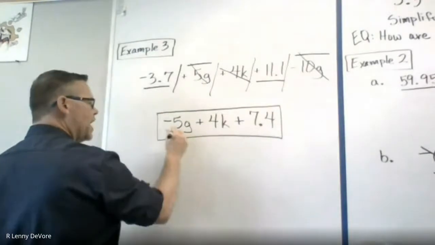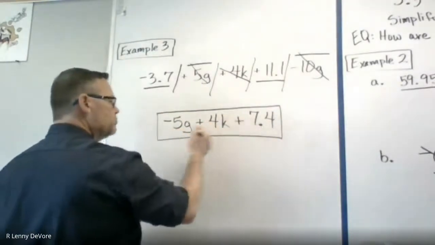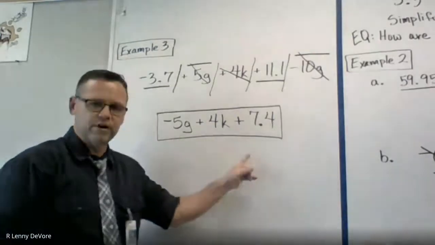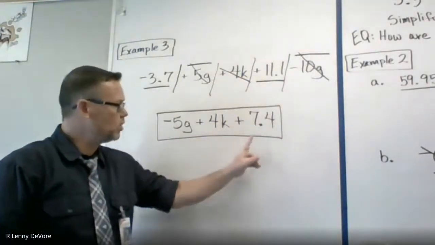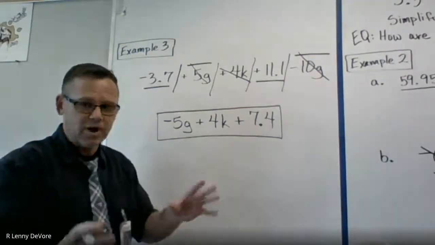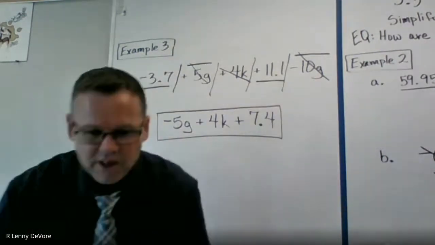If you notice, I have 3 terms, but none of them can be combined because they do not have the same variable, okay? And one of them does not have a variable at all. All right, guys, if you don't understand this, make sure you ask me in class. Okay, let's get this last one.